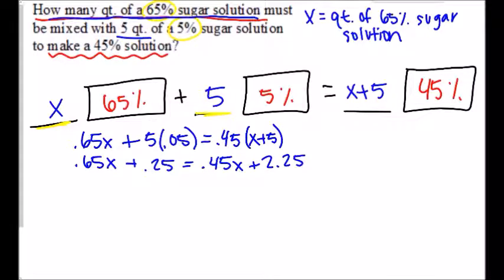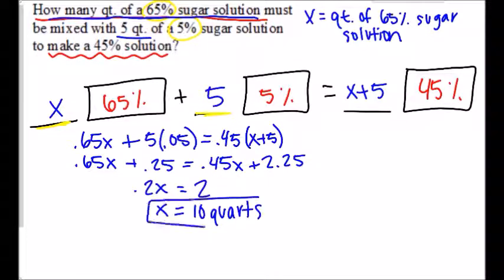fabulous. Okay, so I'm going to subtract the 0.45x, which gives me 0.2x, and I'm going to subtract the 0.25, which gives me just 2, and then divide by 0.2, so I get 10 quarts as my answer.